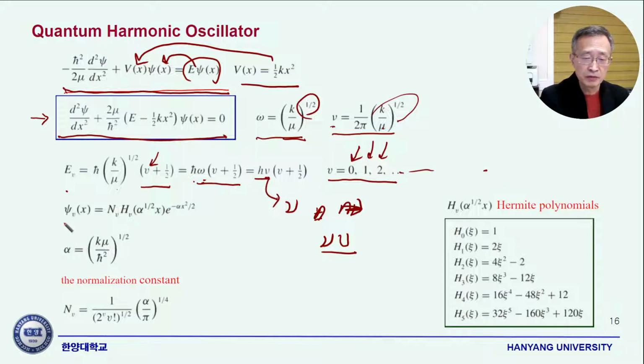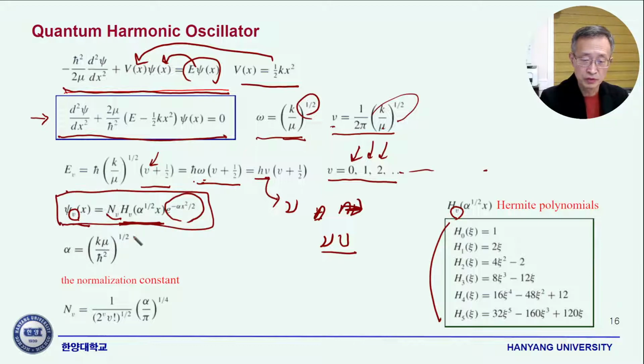And then we obtain the wave function psi, indexed by the quantum number, as a function of x: a normalization constant, the Hermite polynomial, and e to the minus alpha x squared over 2, which is a multiplication factor to make sure the wave function converges to 0 when x goes to infinity. So this is the wave function.